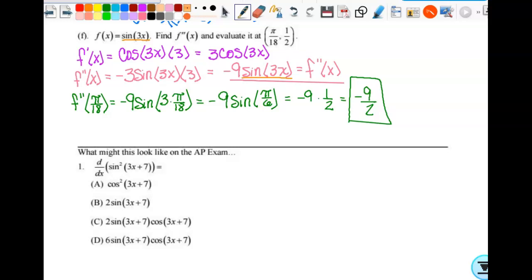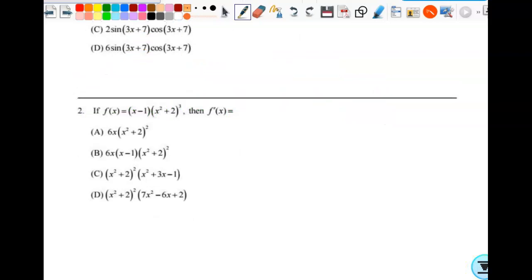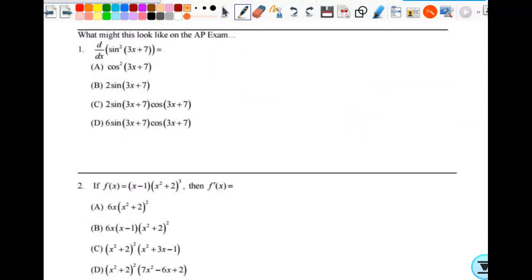See what this derivative looks like. We'll do one more together, and then, oh, 2 more together, I guess. So this is one of those, what it might look like on the AP exam. So we want to find the derivative of this. Should I rewrite it first? Yes, I should rewrite this as the sine of 3x plus 7 squared. Do I want the first derivative or the second derivative? The first, okay?